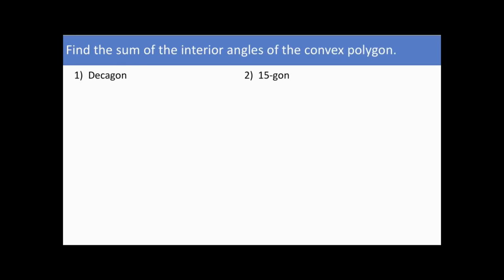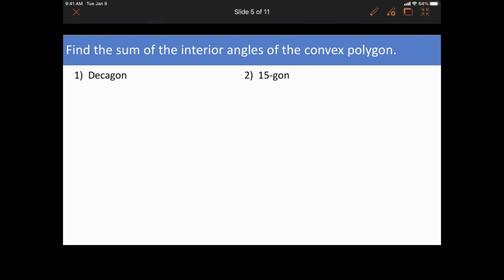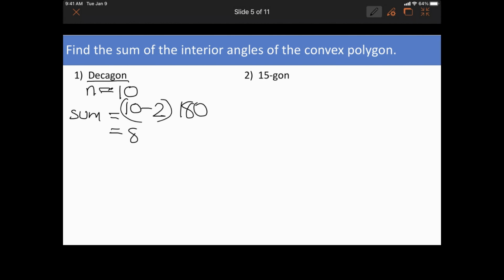Okay. All right, so find the sum of the interior angles of the convex polygon, decagon. Okay, so you want to pause this, try this on your own. So for a decagon, you need to know what the n is. So n equals 10. So the sum is going to equal 10 minus 2 times 180. So that's 8 times 180. Hand it in the calculator, that is 1440, don't forget degrees.